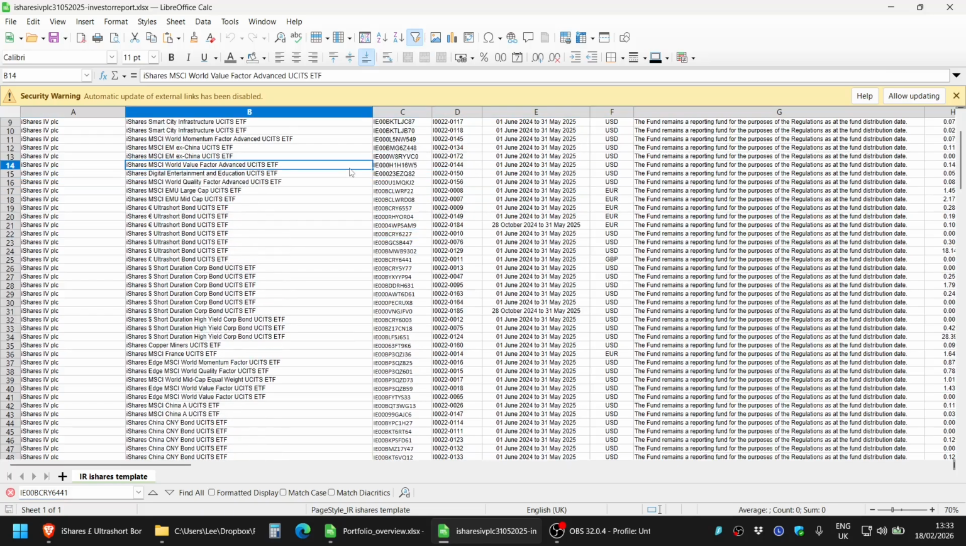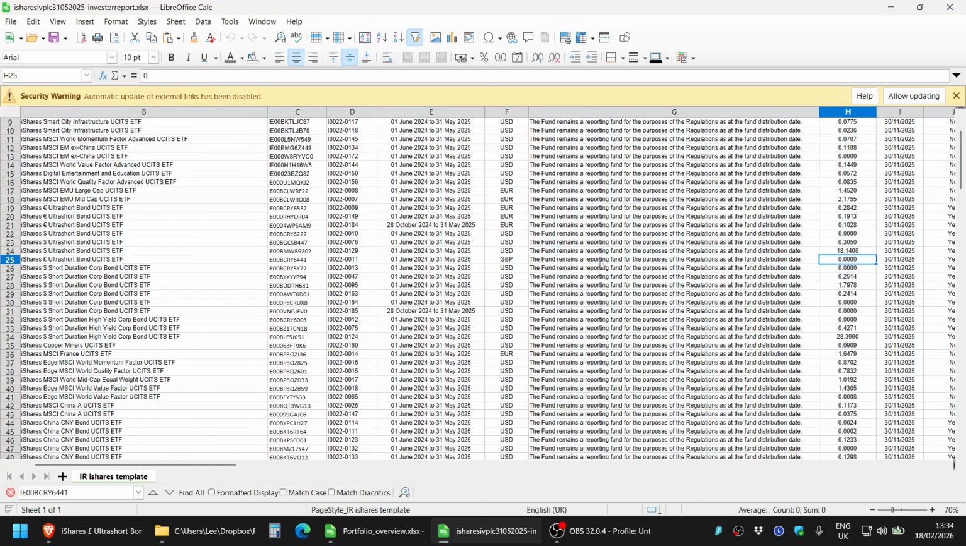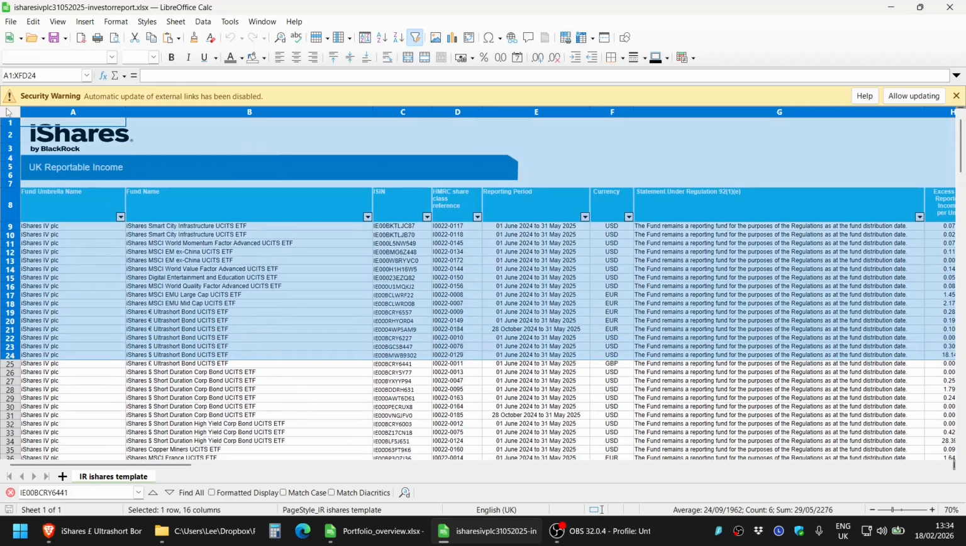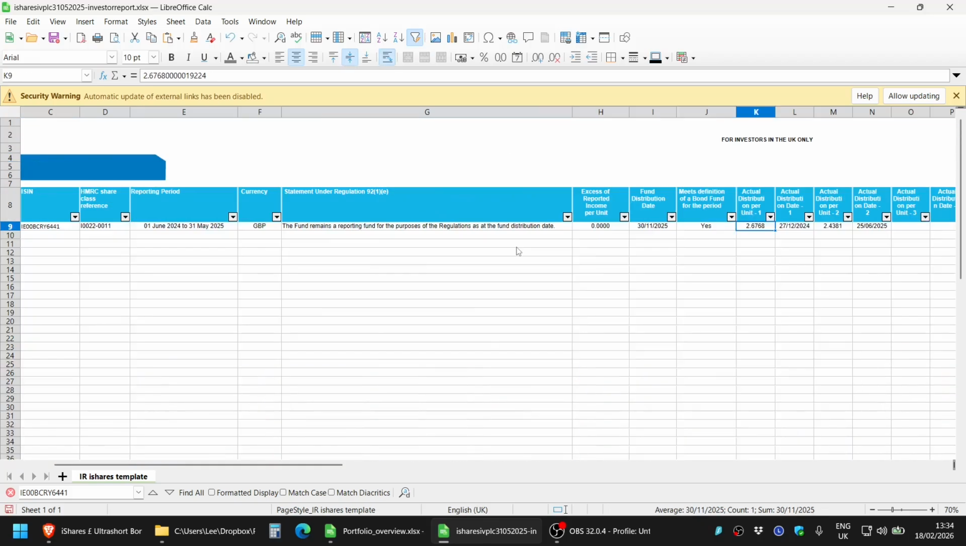But if I hadn't just seen that randomly, I'd have just done Control F and then pressed Enter, and it would have found it like that. So we can see my information for ERNS. In fact, let's make this very easy to look at and just delete all of the other ones. So the information we get here is excess reportable income per unit is 0.